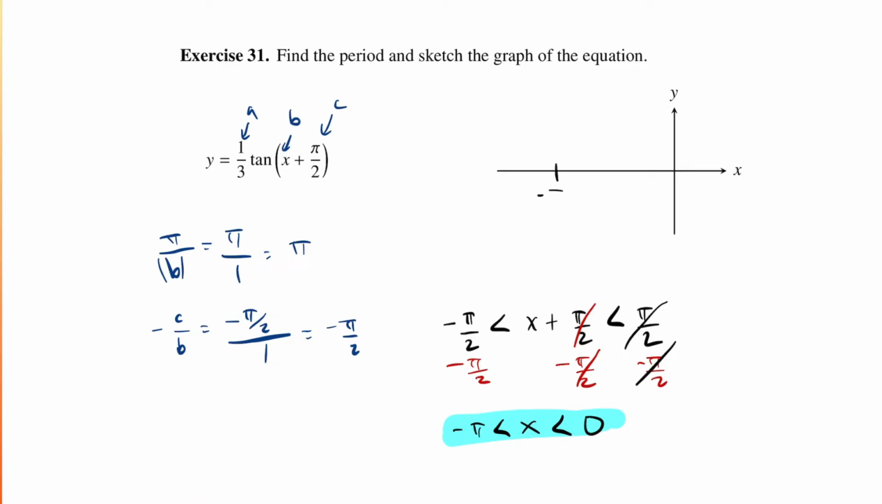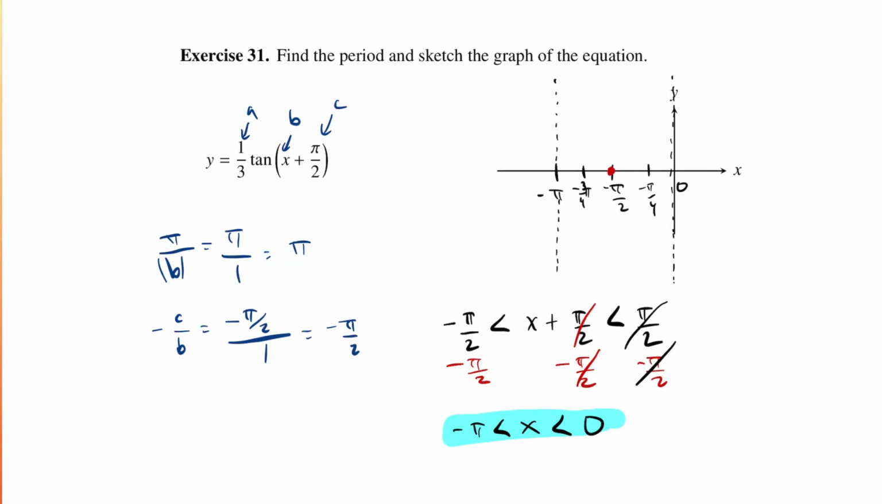So let's call this negative pi. That's going to be our first asymptote. And the other one is at 0, which is right on the y-axis. And we need three midpoints. 1, which is negative pi over 2, 2, negative pi over 4, and 3, remember, you add these and divide by 2, you're going to get negative 3/4 pi. And for tangent, the midpoint is always going to be 0.